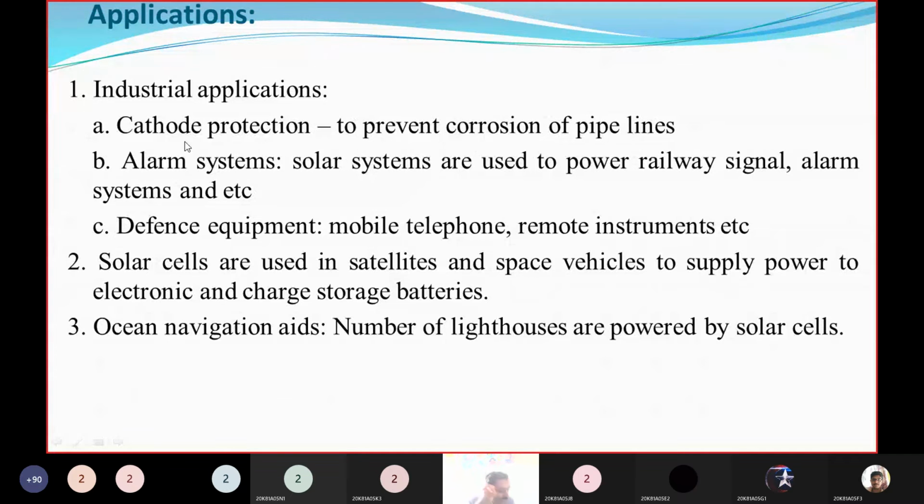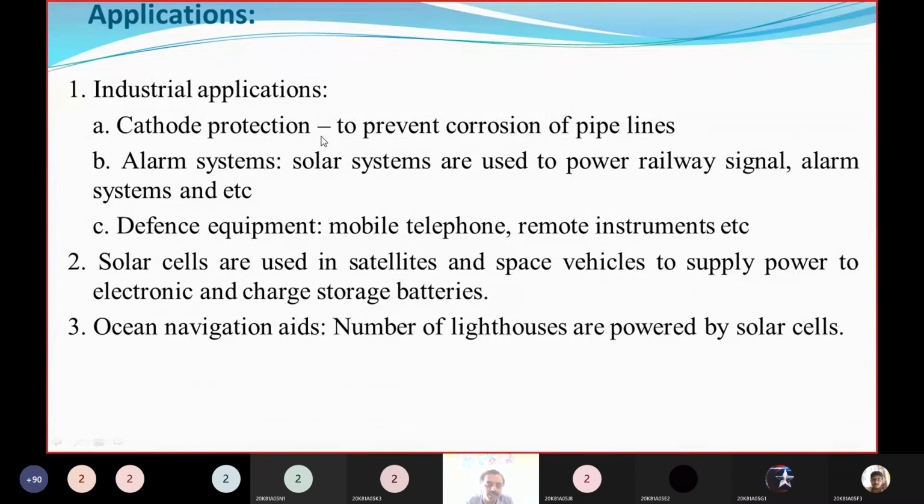Cathodes mean positive ions, like sodium and aluminum. These are all cathode materials, so they have a chance to oxidize easily. Because of that oxidization, corrosion will occur. If you take iron and place it in an outside place, it absorbs some moisture, reacts with that moisture, and corrosion occurs. To prevent the corrosion, these solar cells are useful.